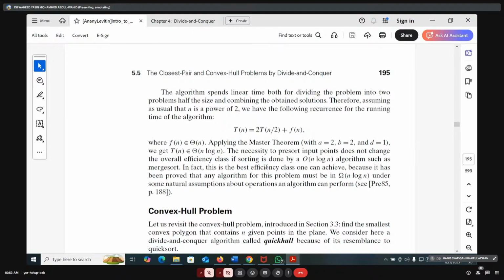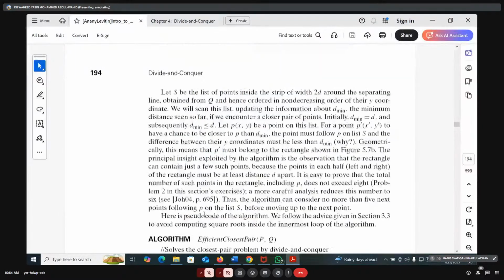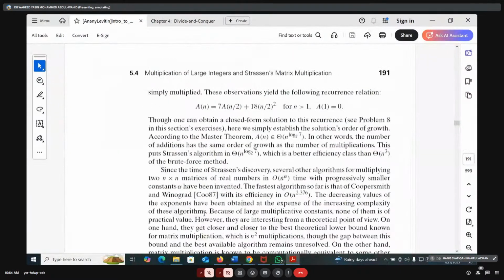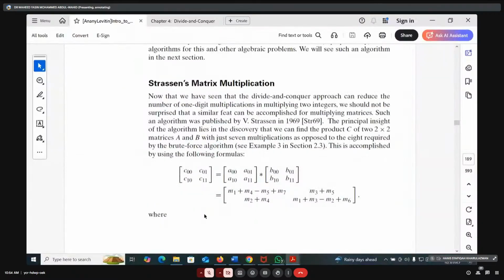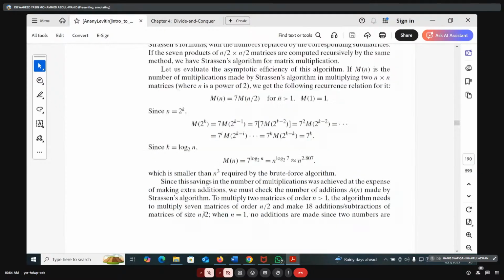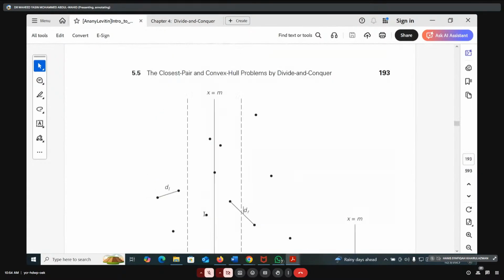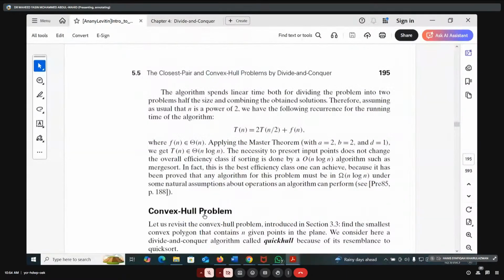So let us take an example. Here, convex hull is a problem you will study later, at the end. And Strassen matrix multiplication, you study by yourself. Okay, self-study for Strassen matrix multiplication, and then the convex hull problem.